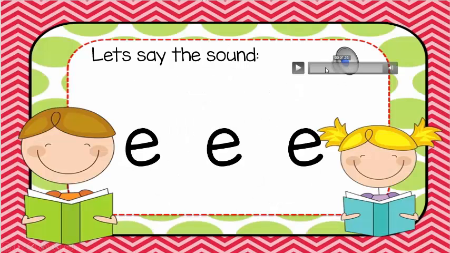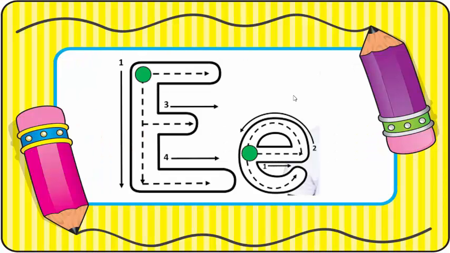Let's repeat the sound together. Eh, eh, eh. Good job, well done KG1. How do we write the letter E? The capital, you start on the green dot, you pull straight down and you draw 3 lines across. The small, you start on the green dot, you go around, up, down and around.